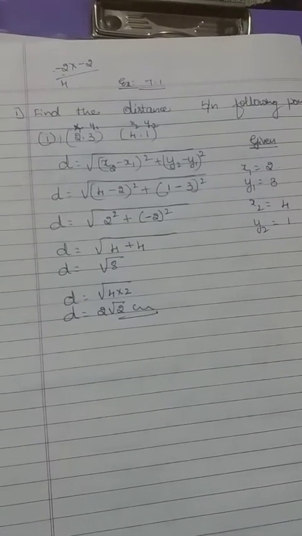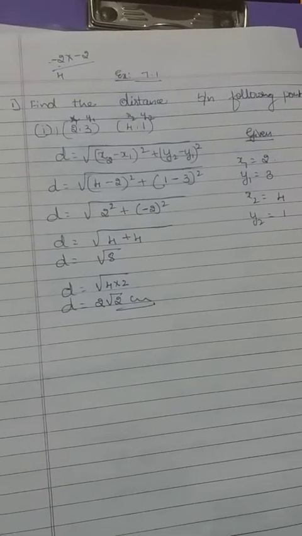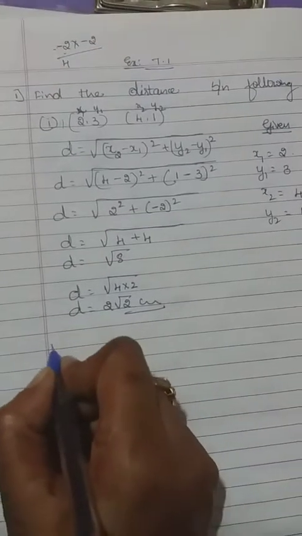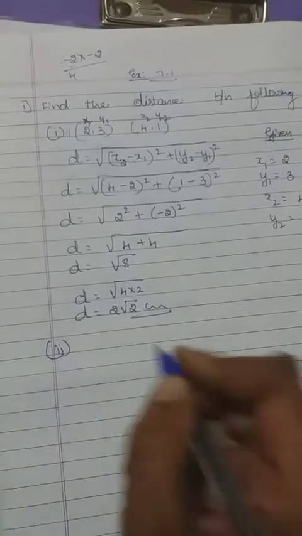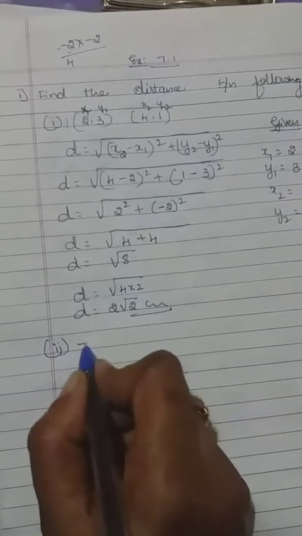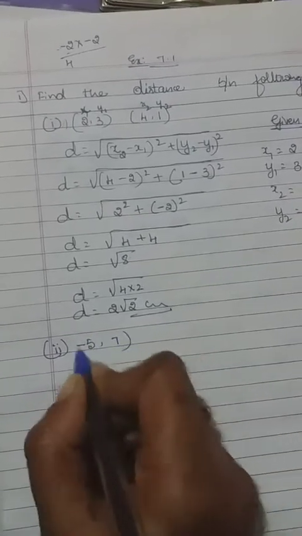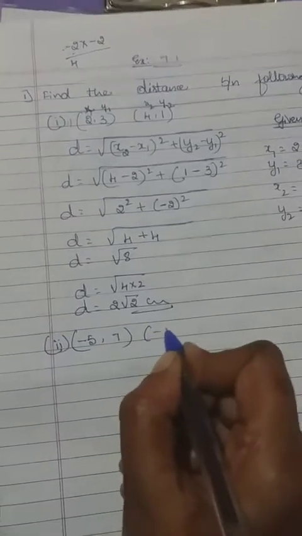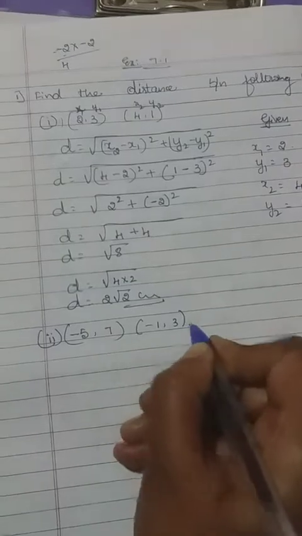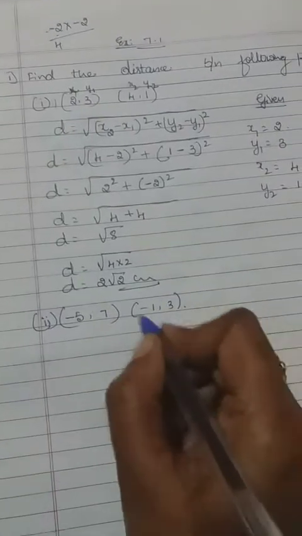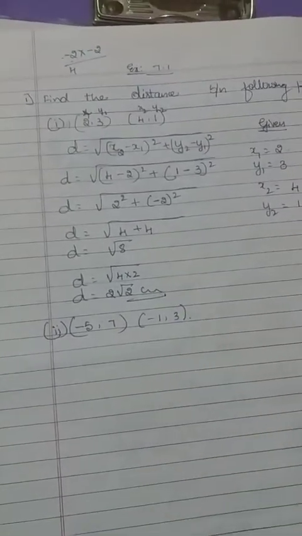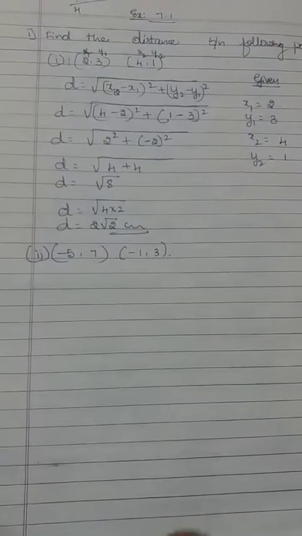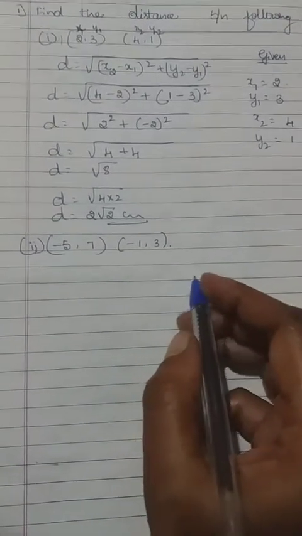Okay, hope you will understand this. Let us take one more, the second sum in that thing only. That is the points minus 5, 7 and minus 1, 3. Okay, this is the first coordinate and this is the second coordinate. So we want to find out the distance between these two coordinates.